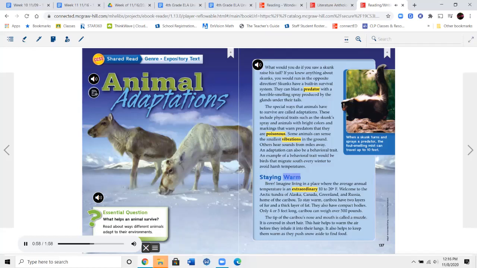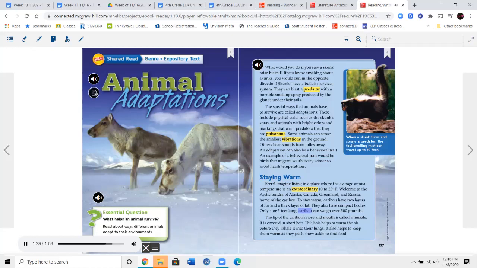Staying warm. Brrr. Imagine living in a place where the average annual temperature is an extraordinary 10 to 20 degrees Fahrenheit. Welcome to the Arctic tundra of Alaska, Canada, Greenland, and Russia, home of the caribou. To stay warm, caribou have two layers of fur and a thick layer of fat. They also have compact bodies, only 4 or 5 feet long. Caribou can weigh over 500 pounds.